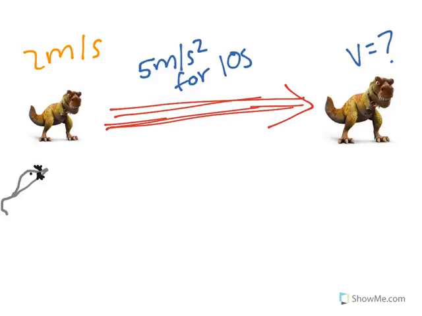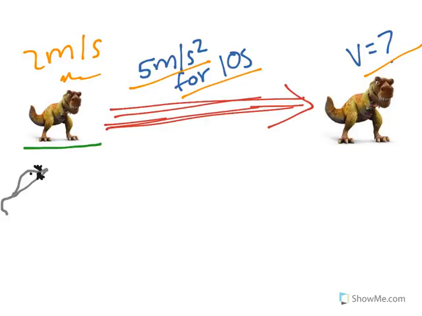Let's do some more calculations with velocity and acceleration. Let's say our T-Rex is going for a nice stroll at 2 meters per second. Then he gets scared by a mouse. So he accelerates at 5 meters per second squared for 10 seconds. Can you calculate his final velocity? Why don't we give this a shot?